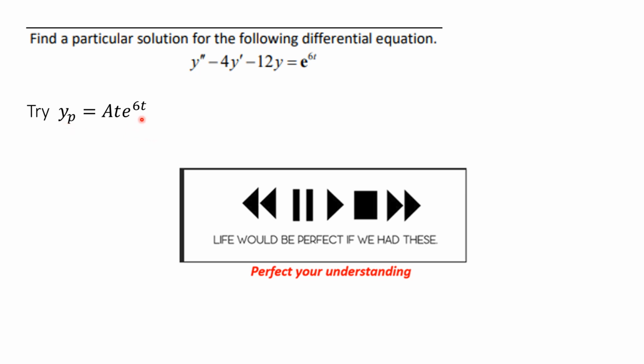Now I ask you to find the particular solution to the same problem, but this time try y sub p equal to at e to the 6t. You know what to do? Let's see how you did.